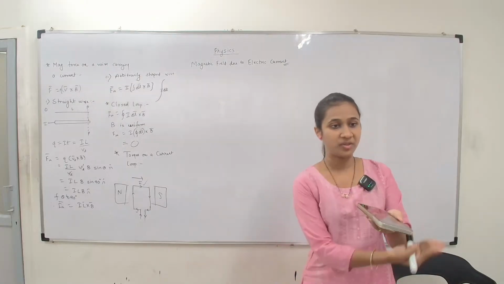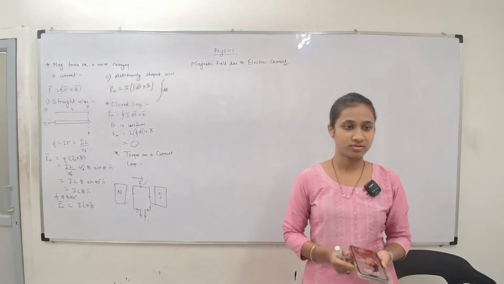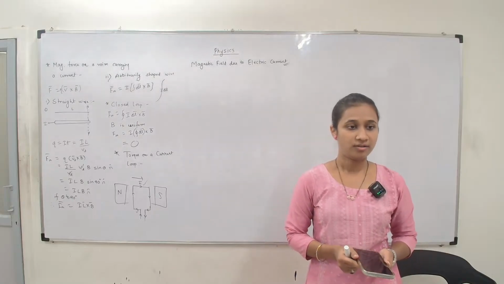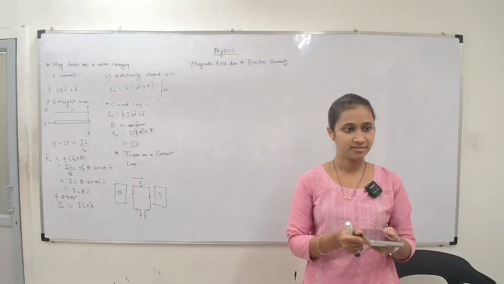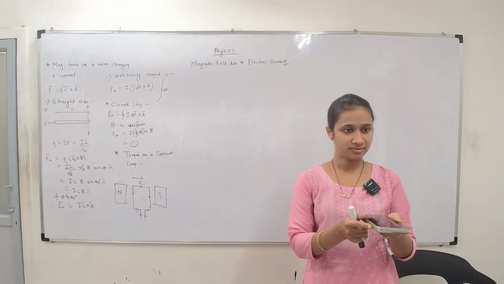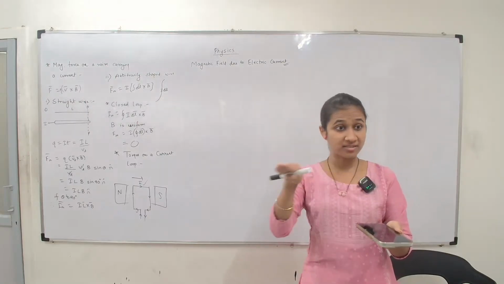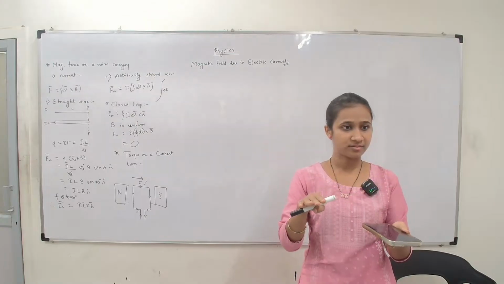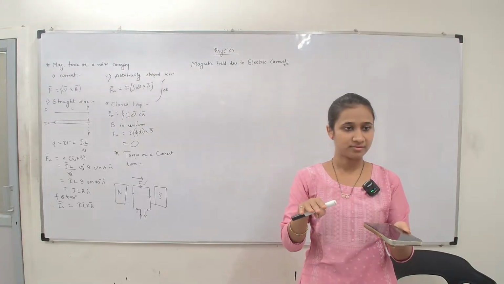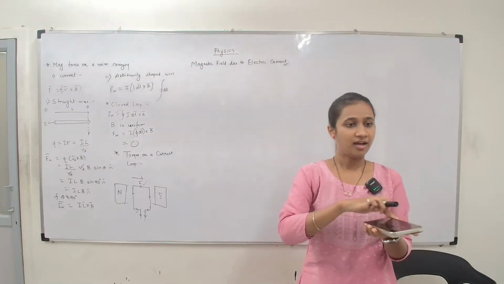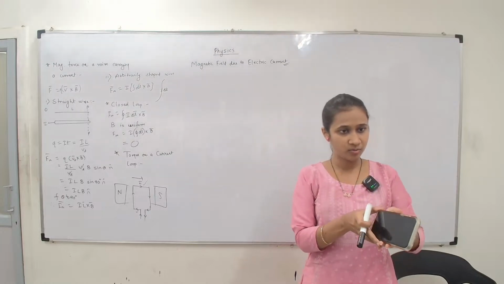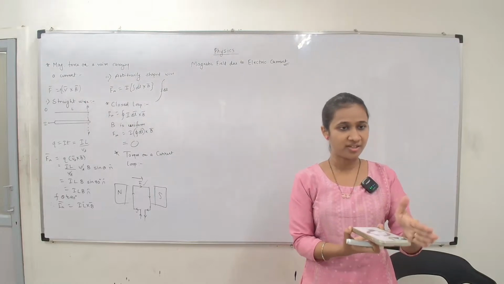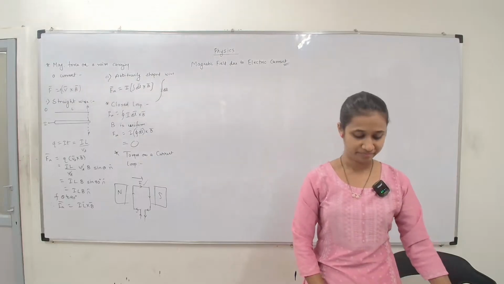Because v bar cross B bar is the direction of the force. v bar is in this direction. This is v bar, this is B bar. When this moves, at the same time this will move.